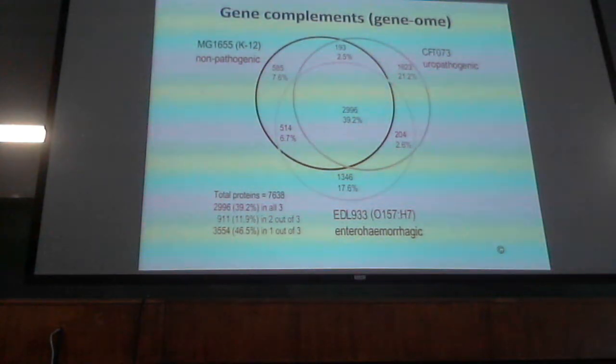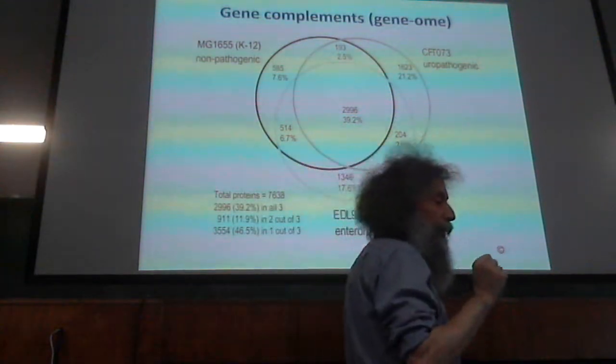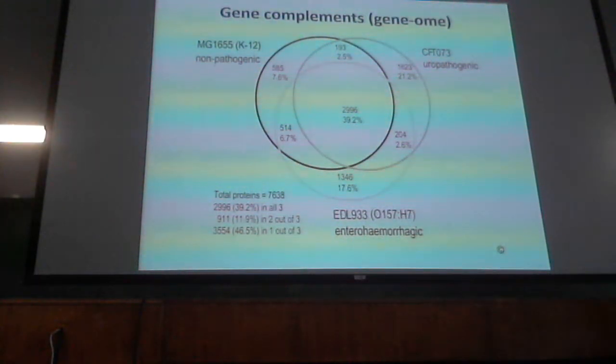But what happened was that lots of genes were present in 1 or 2 strains and missing in the remaining strains. Now you see it on the Venn diagram here. There were 3,000 genes common for all 3 species. But then the pathogenic species had additional 1,500 genes not present in the left strain. The left strain has the smallest number of these unique genes.